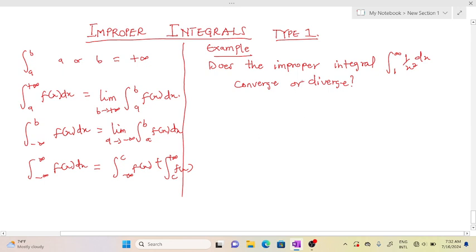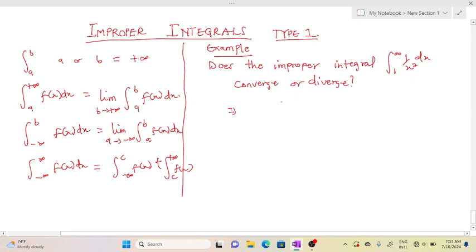So let's see the problem here. It says, does the improper integral from 1 to infinity of 1 over x squared dx converge or diverge? In order to solve this problem, you know that this is type 1 because we have only one of our limits being infinity. So to solve this problem nicely, the only thing you have to do is apply what you have here.